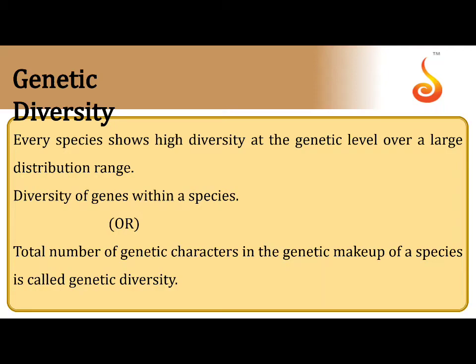There are basically three types of diversity: genetic diversity, species diversity, and ecological diversity. So, what is genetic diversity? Genetic diversity, if I have to tell in four words, I would say variation at genetic level. So, diversity at the genetic level is what we are considering under genetic diversity. What do you mean? Let's take certain examples to understand.